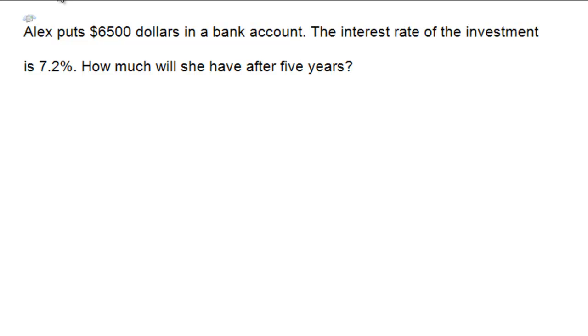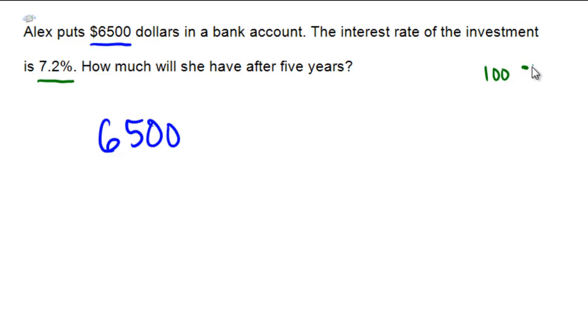Well, in order to figure out the end amount of an exponential growth or decay, we first take the initial amount. The initial amount is given by 6,500. Then we multiply that by the interest rate, or the rate of growth, or the rate of decrease, growth or decay. So in this case, we have a 7.2% rate of investment, which is an interest rate, so it's increasing.